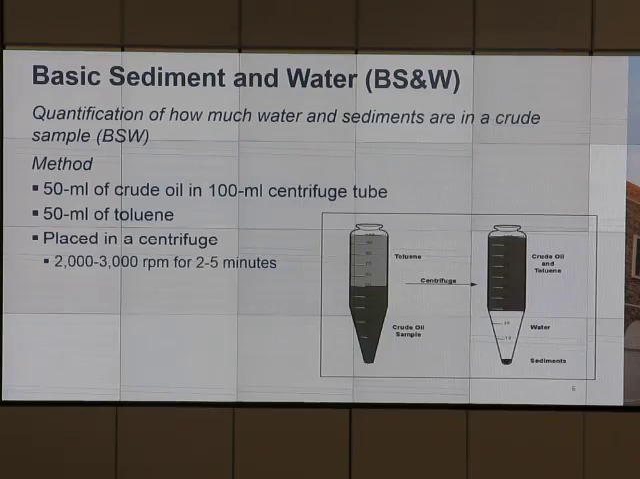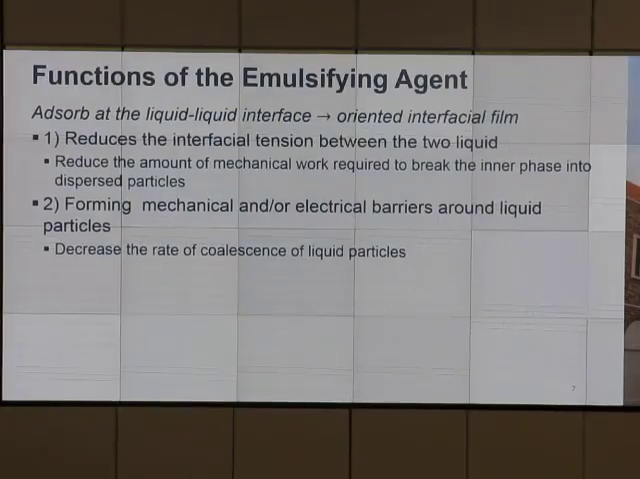So I still have 2 minutes, okay? We can do the test: the basic sediment and water test. You centrifuge it, and you find the top part is oil, and the bottom part is water. The method is to put in a certain amount, centrifuge it at that many RPM for 2 to 5 minutes or so. So you get sediment on the bottom, then a water layer, and then crude oil and toluene. You thin it with toluene first. You add toluene to thin it, so it makes it easier to separate.